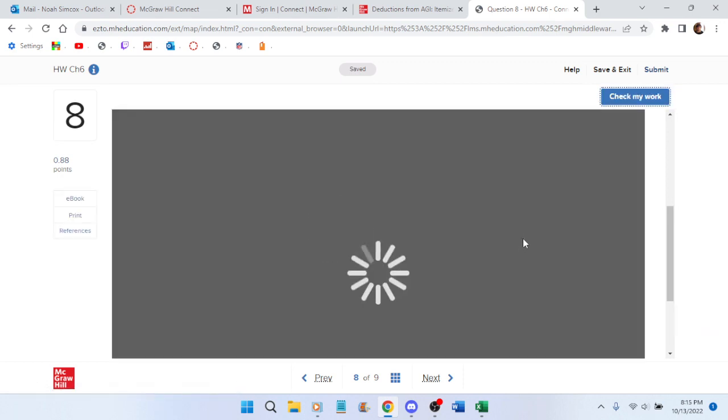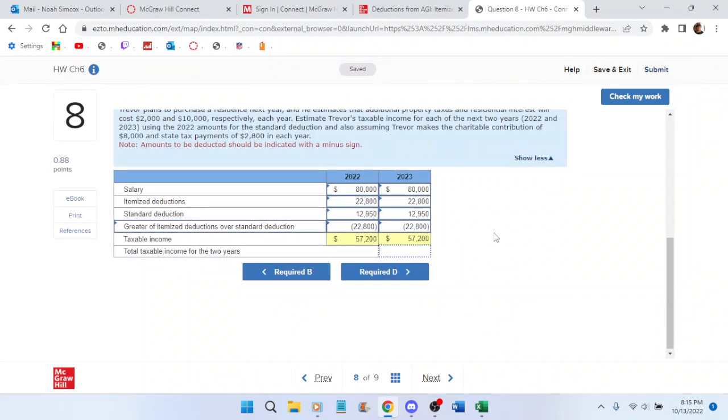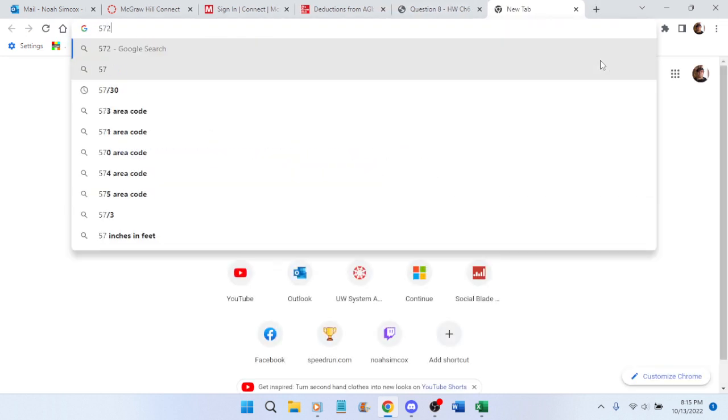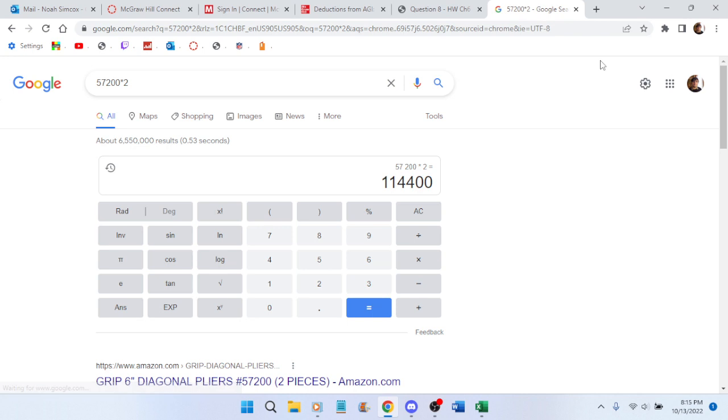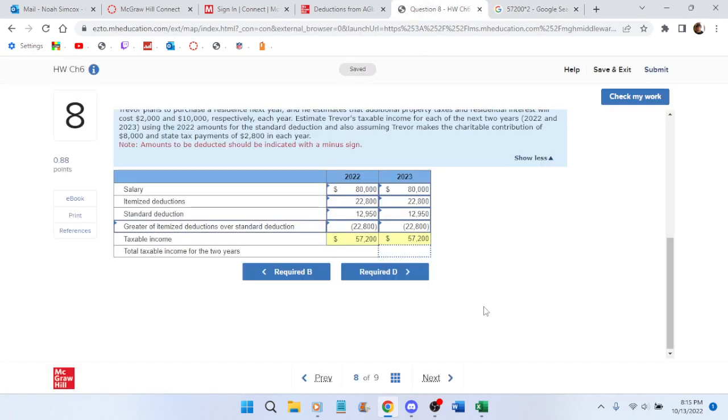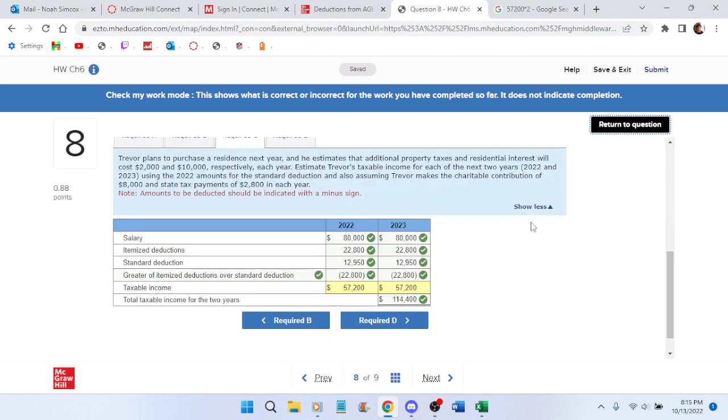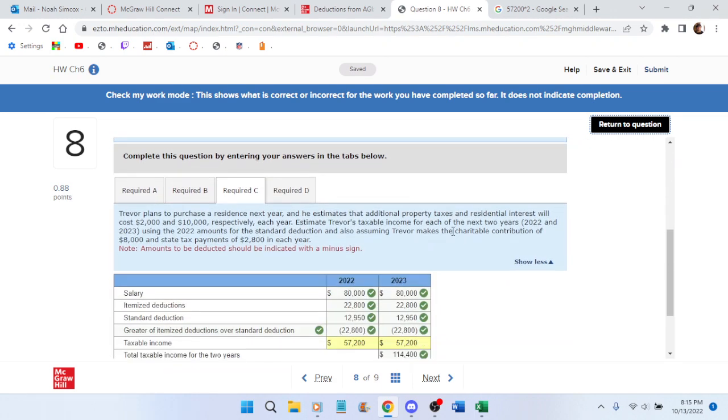And it actually worked. So total taxable income for both years equals 57,200 times 2. I'm just going to type it into here. Hey, what if I do this too? Hey, that worked. May as well get used to typing that. 114,400. Is this taxable income less than those other years? I don't freaking care. Next.